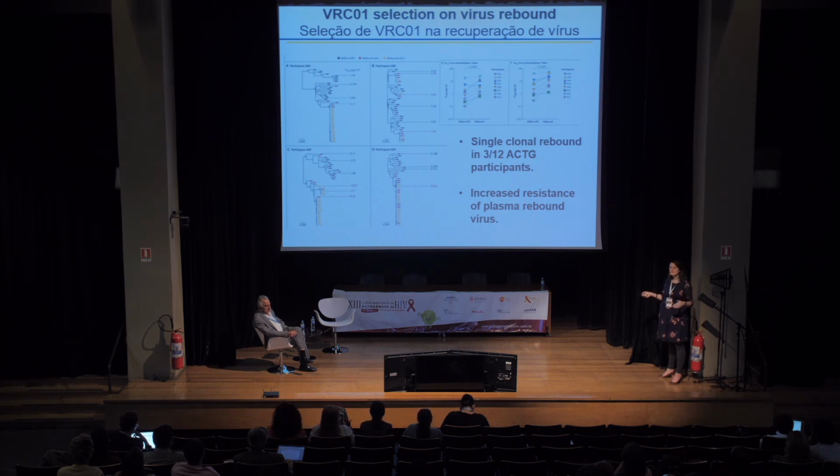And there's a slight delay in how long it takes for virus to rebound. But virus rebounds, and it's slightly more resistant. So you can, again, clone these viruses and test neutralization and see that the selection pressure is obviously for viruses that are more resistant to the antibody.